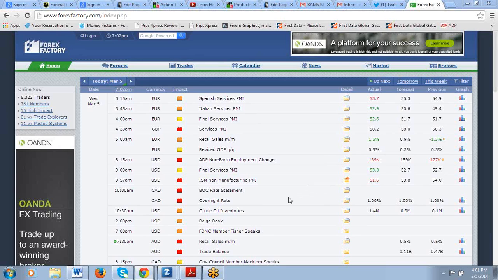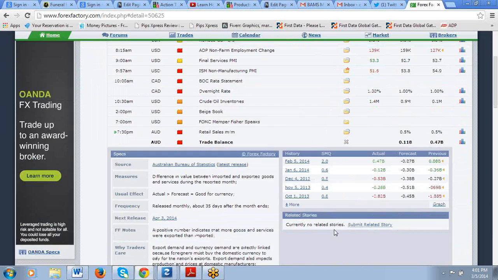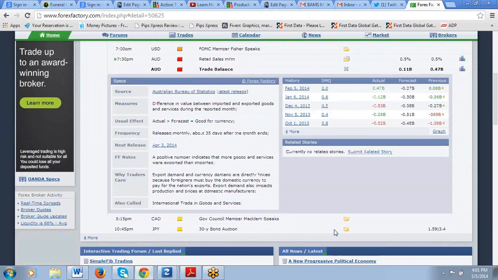We have retail sales. The forecasted one is 0.5%, and the trade balance is 0.11 billion. Let's see. It's also the international trade in goods and services, and why traders care is because export demand and currency demand are directly linked, because foreigners must pay the domestic currency to pay for the nation's exports. Export demand also impacts production and price at domestic manufacturers. So here, if the actual is greater than the forecasted one, it's good for the currency.